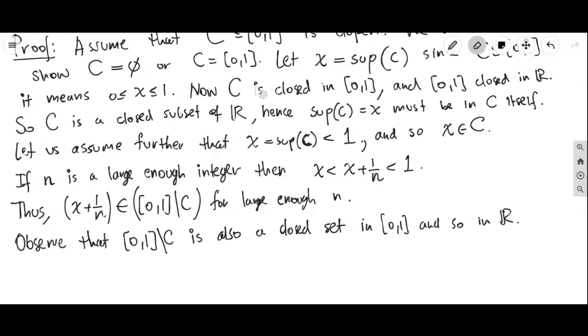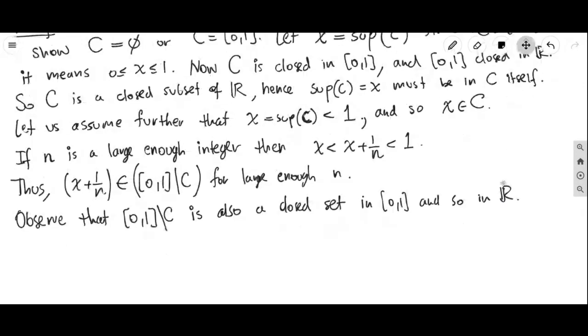C is closed in R, but C is also open in [0, 1]. So its complement in [0, 1] is closed, right? C is also open, so its complement is also closed, and [0, 1] is closed in R. So what does this mean? C is a closed subset of [0, 1], that's just being clopen, and this is closed. So it's a closed subset of R.